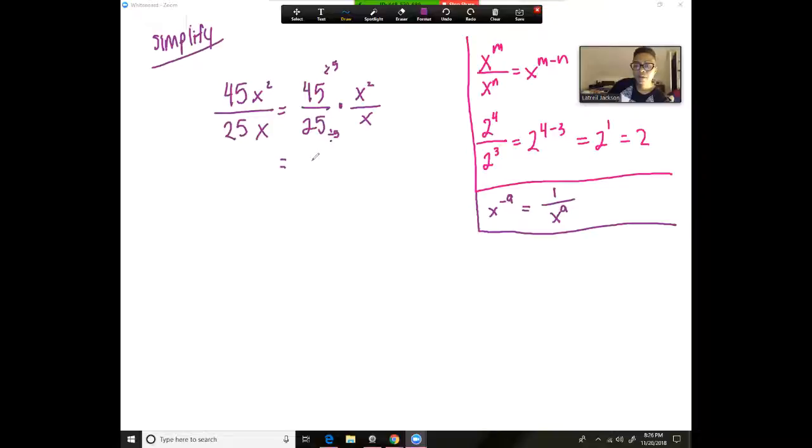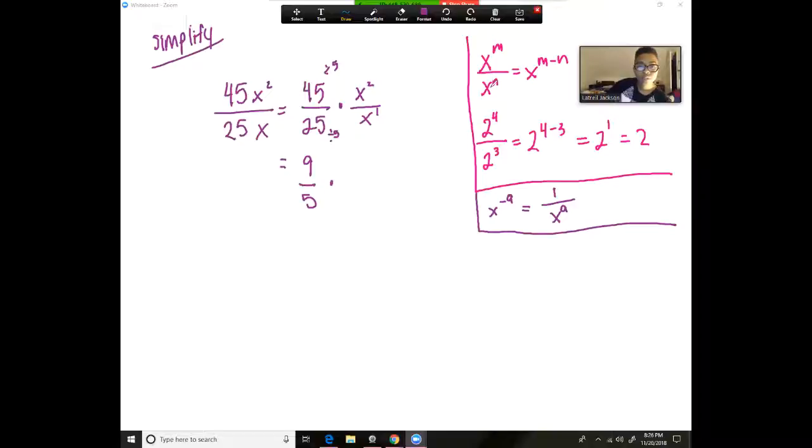25 divided by 5 is 5. Cool. Now we have this dividing by variables with exponents. So the numerator has an exponent of 2. The denominator has an exponent of 1. Invisible math. So we follow this rule.